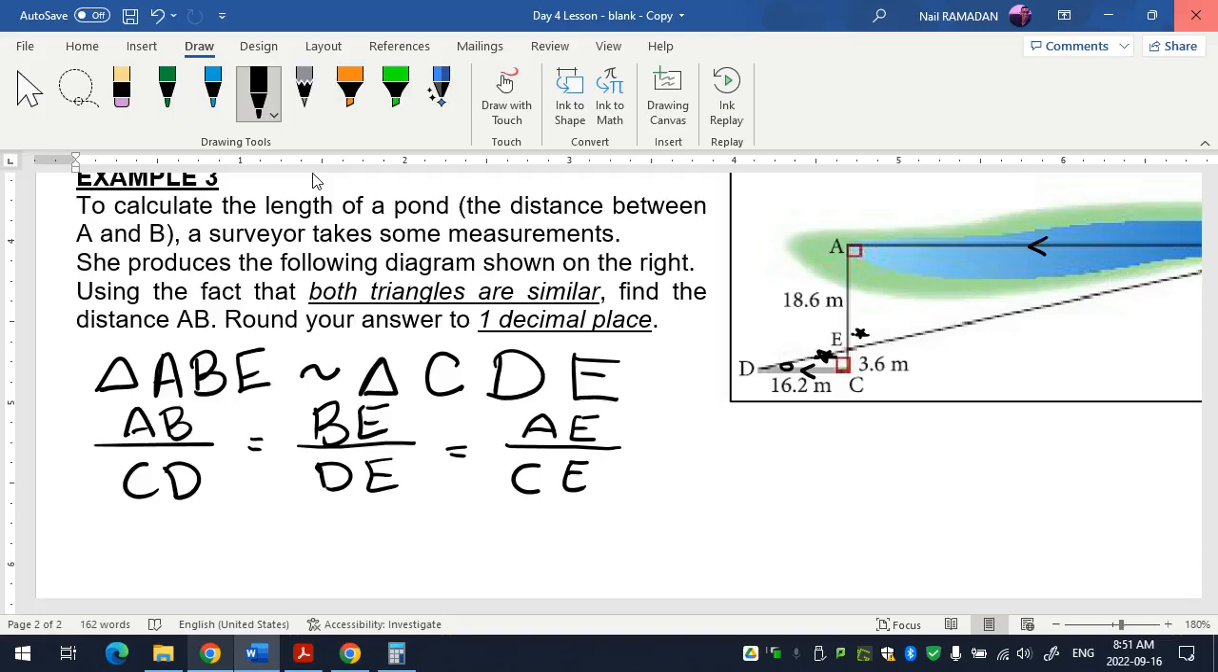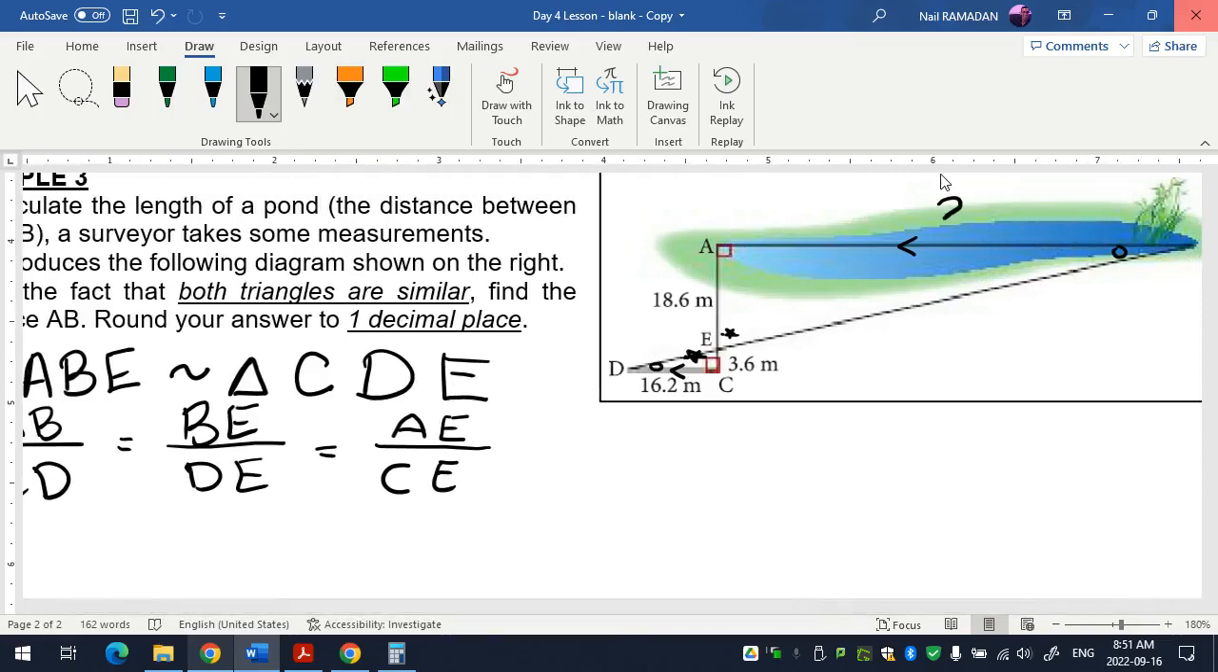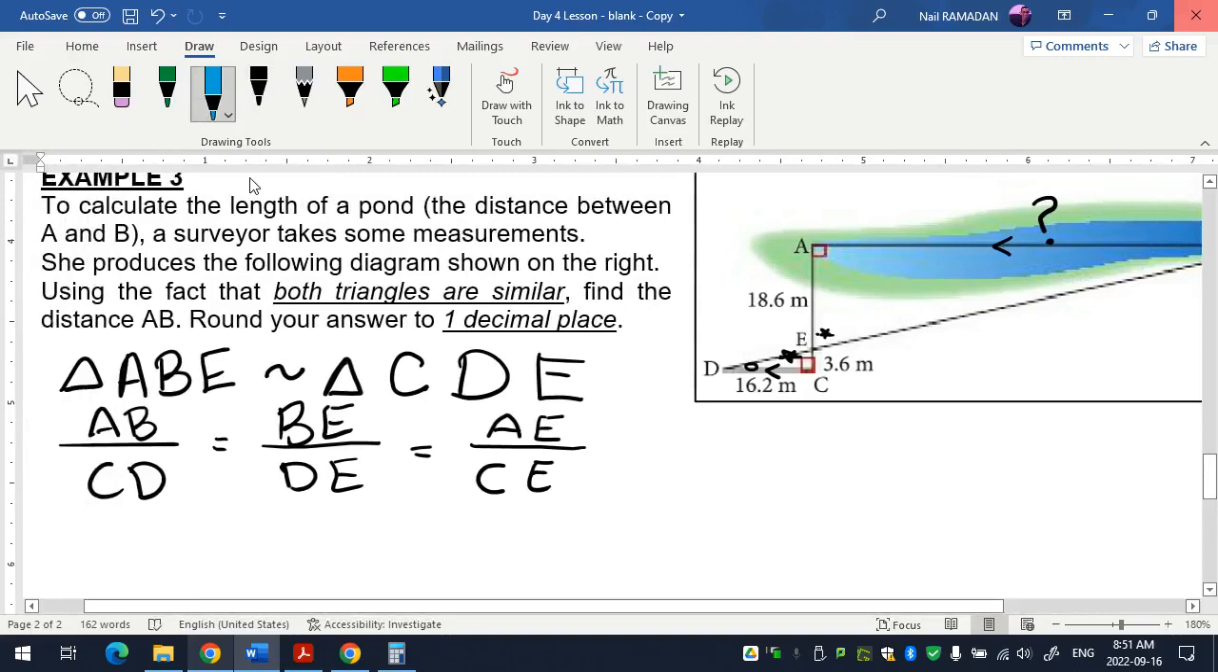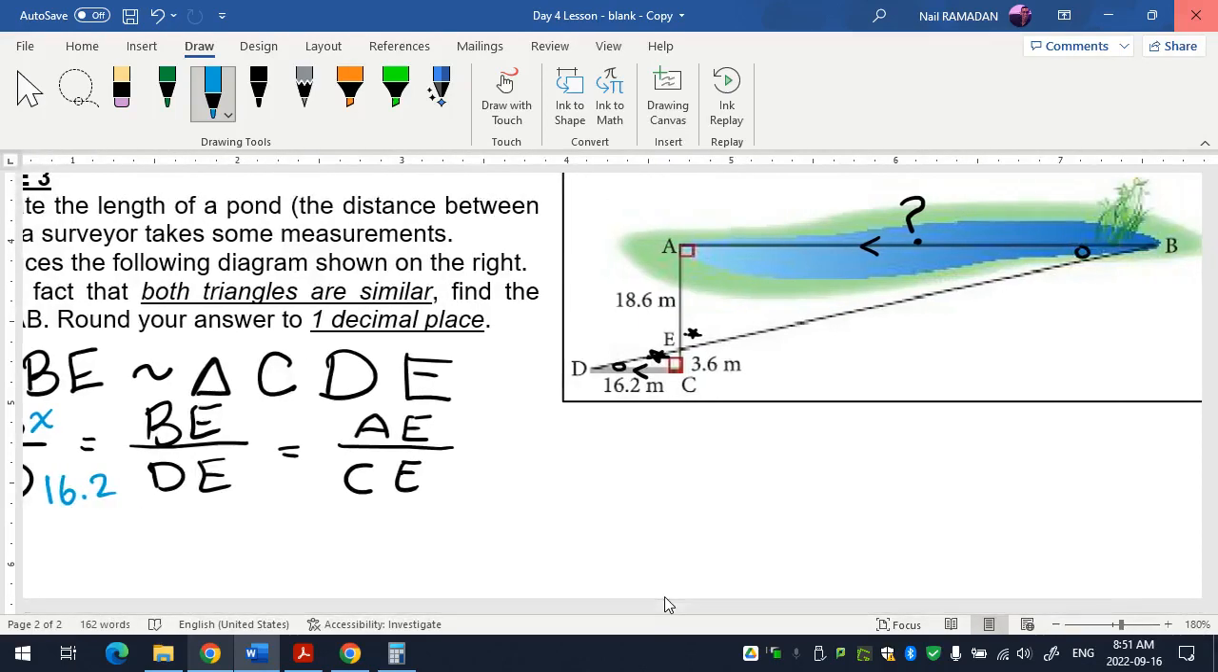How long is AB? I don't know. I need to find it out. So everyone, go ahead and put a question mark here, which means we have to put X here. Okay. How long is CD? 16.2. How long is BE? We don't know. Question mark. We don't know, and we don't want to find out. So it's not even another X. It's a question mark. DE. Again, not known, not needed.